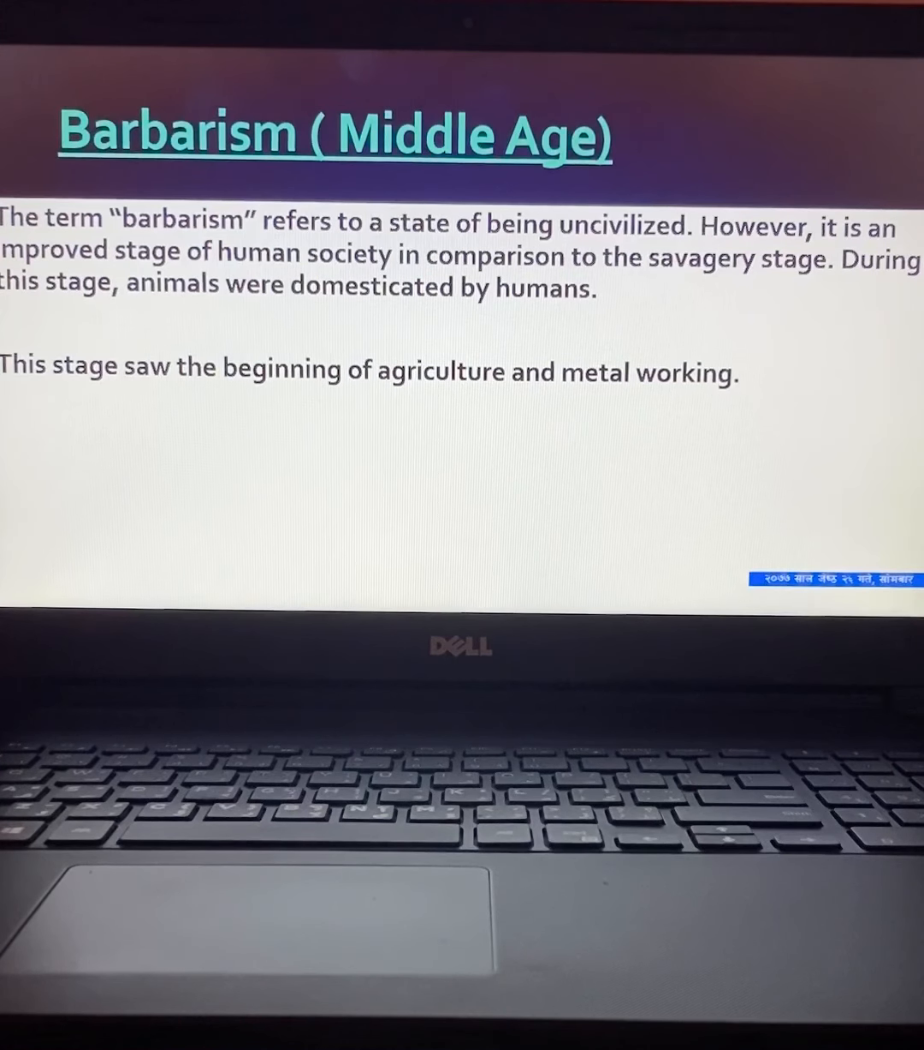Barbarism or middle age. The term barbarism refers to the state of being uncivilized.